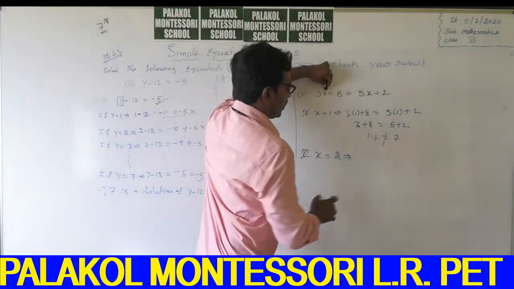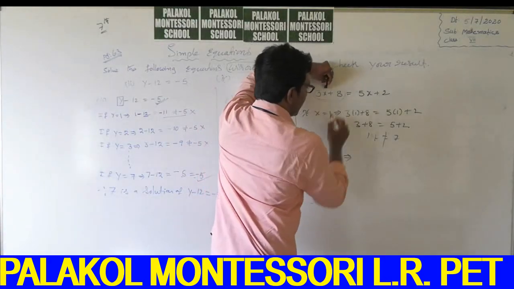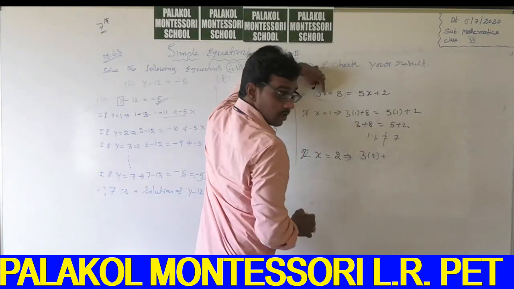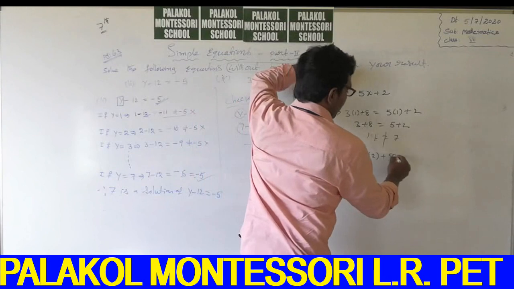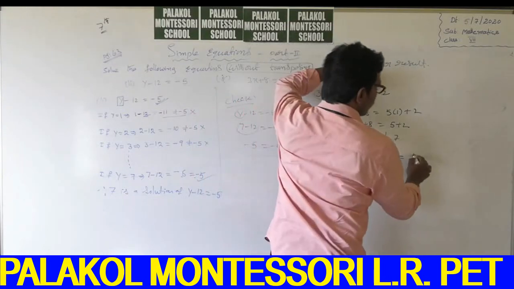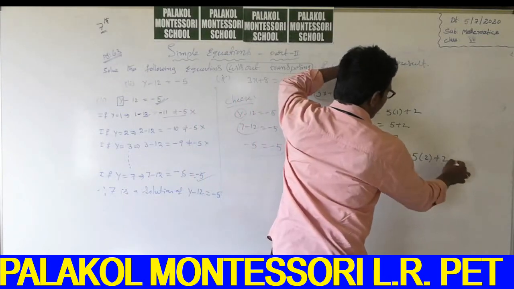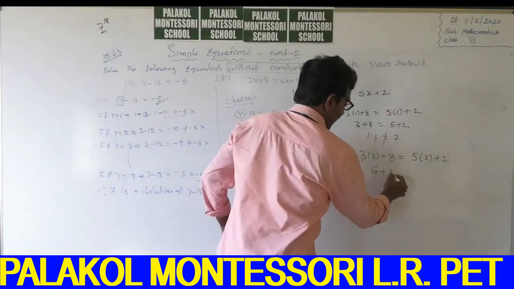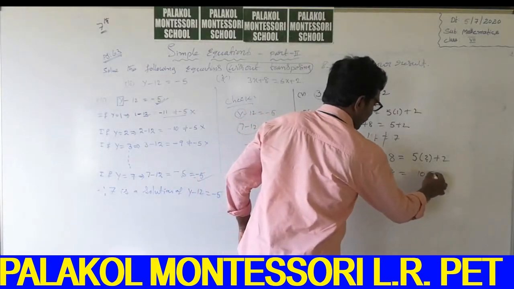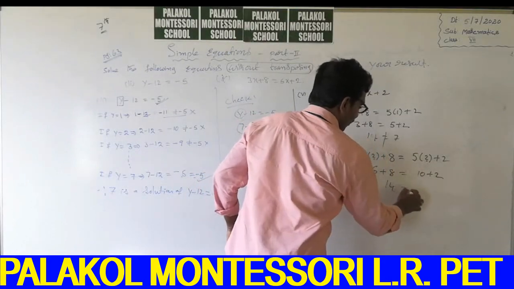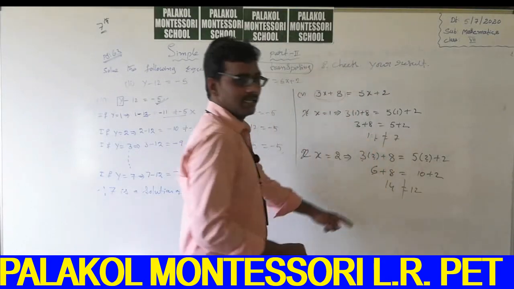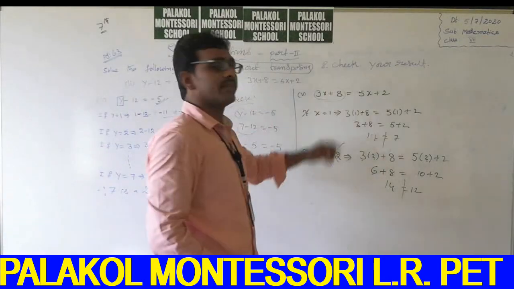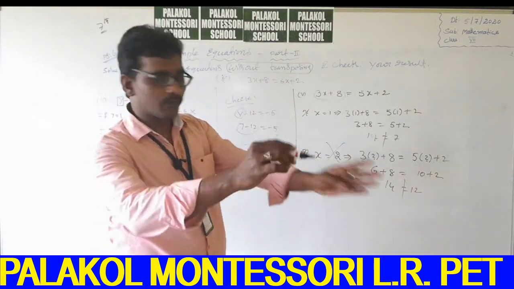See, in this one you write the equation: 3 of 2 plus 8 equal to 5 of 2 plus 2. Guys, 3 2s are 6 plus 8 is 14, equal to 5 2s are 10 plus 2 is 12. Is it equality? It is not equality. It is also not a satisfaction of this equation. You check it once more.